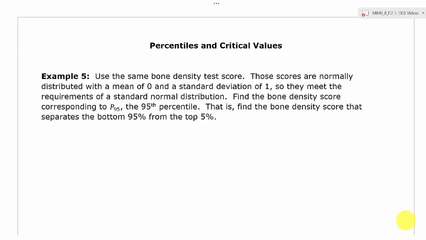Hello, in this video we're going to be taking a look at what percentiles and critical values are.